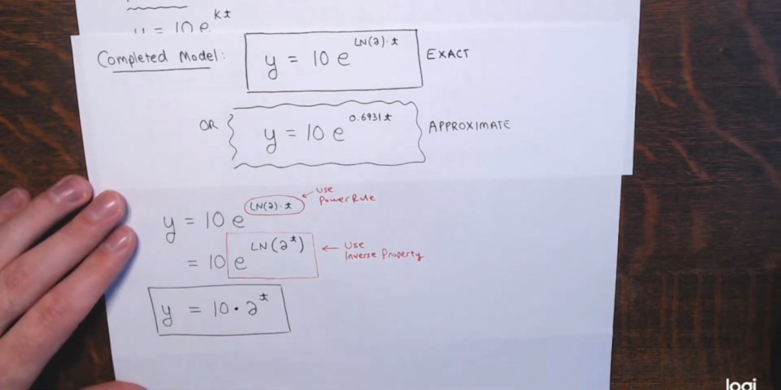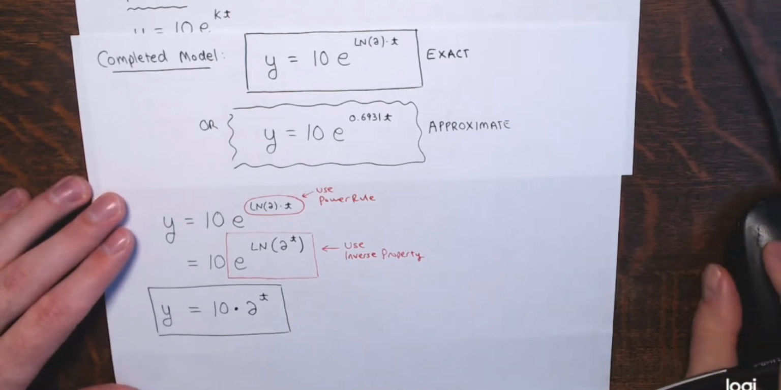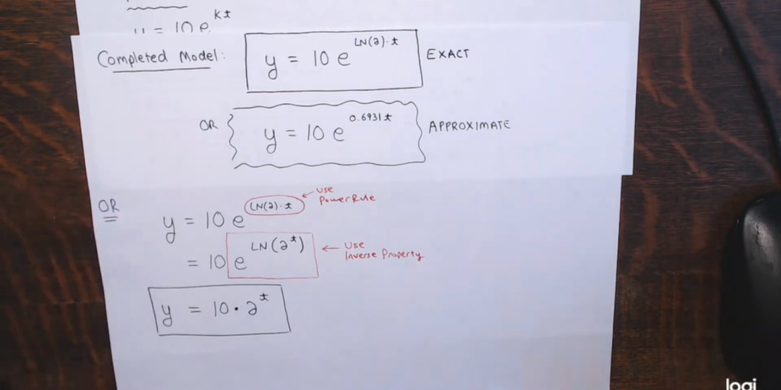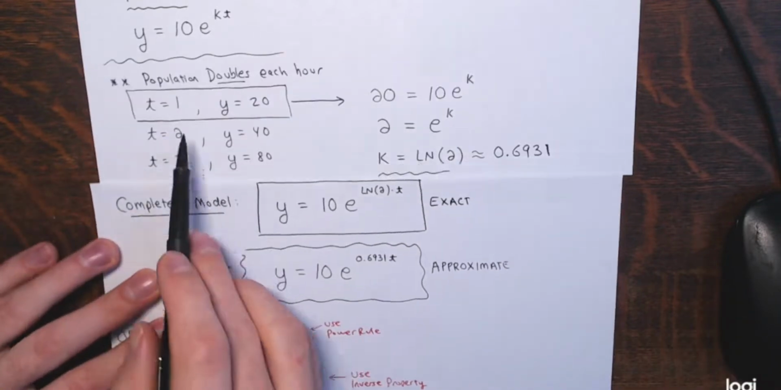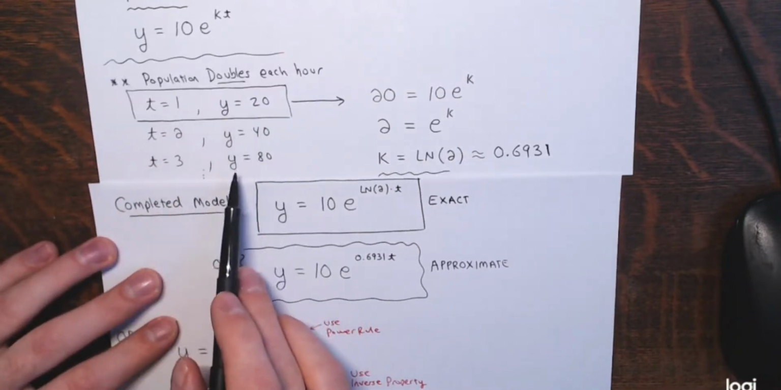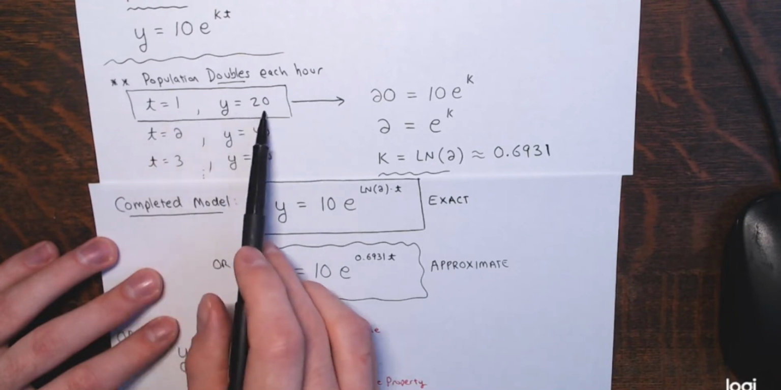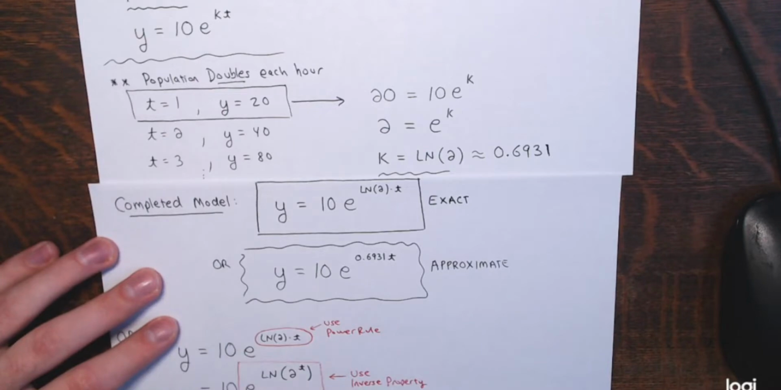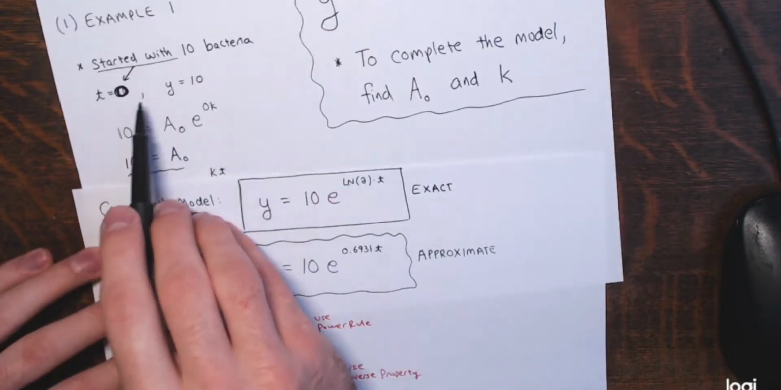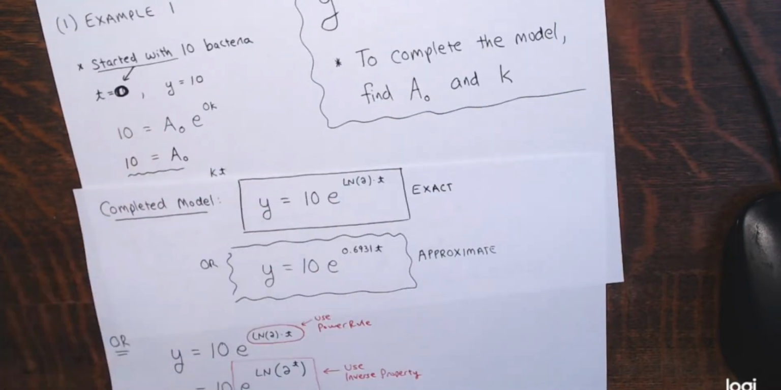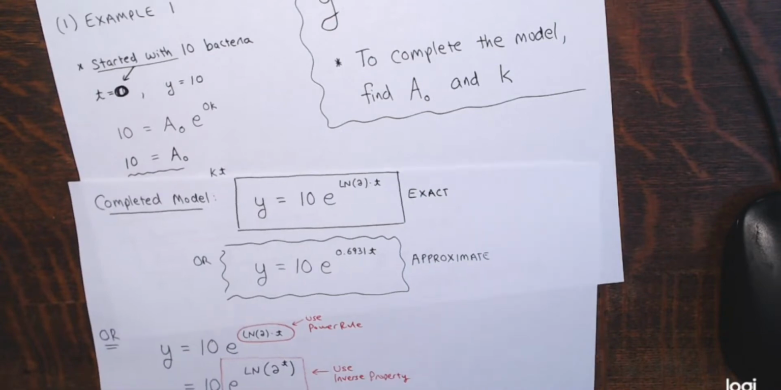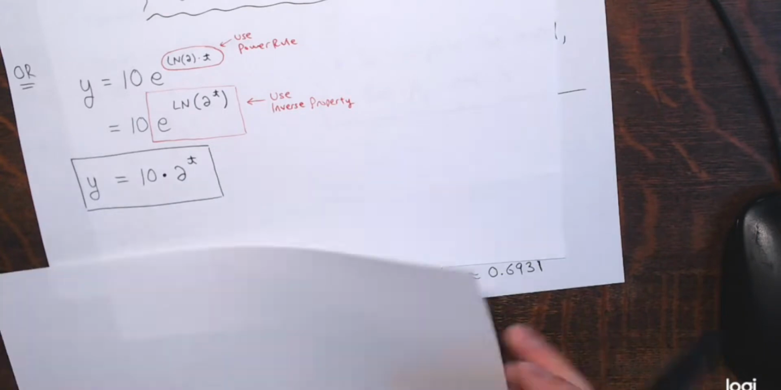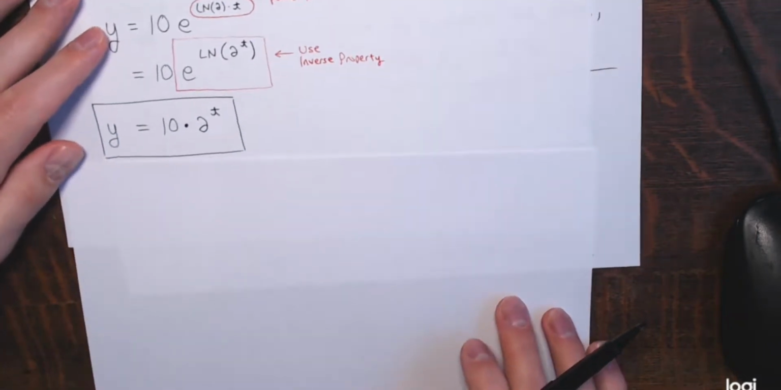All right, and then back in the example, we're asked to graph the population as a function of time. Well, I already plotted a bunch of points here. When t is 1, y should be 20. When t is 2, y should be 40. When t is 3, y should be 80. When t is 0, y should be 10. So if I'm plotting this graph on the coordinate plane, I already have a bunch of points to plot. Right?